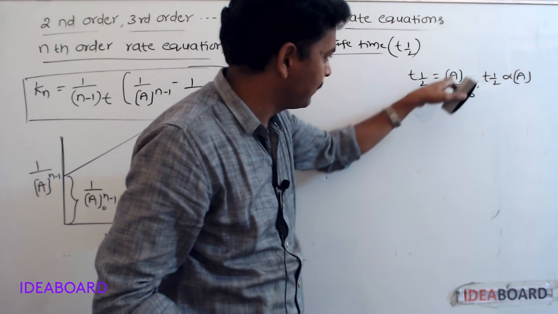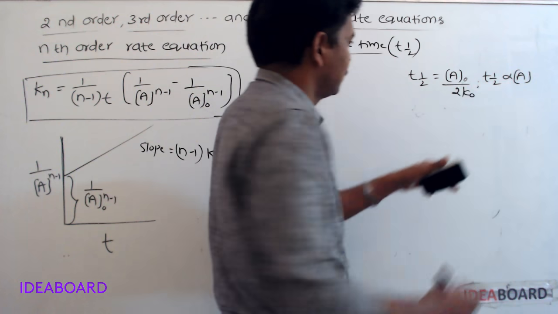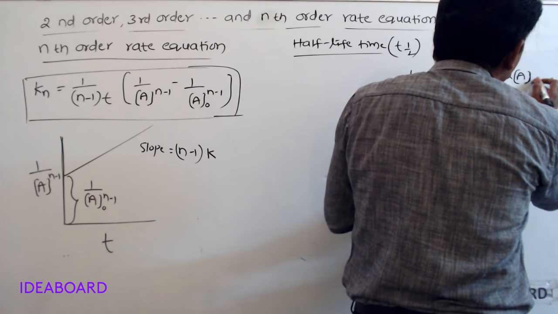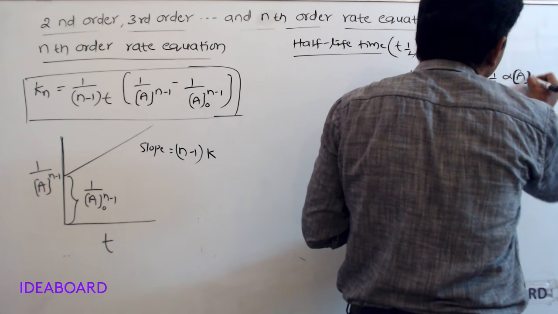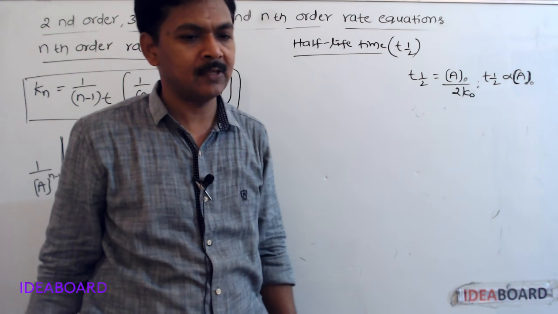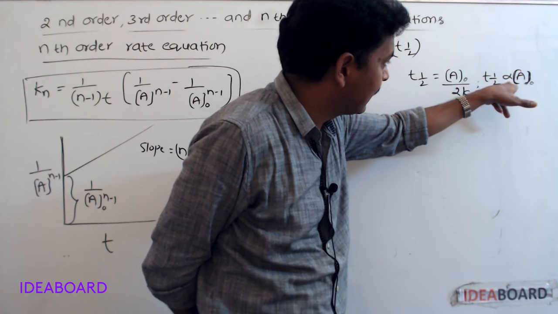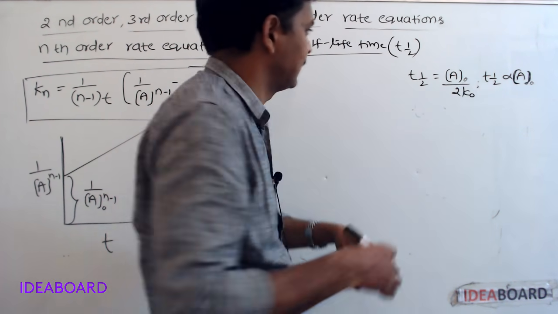For zero order reaction, T half is equal to A naught by 2k naught. So for zero order reactions, T half is directly proportional to the initial concentration of reactants. For zero order reactions, half-life time is directly proportional to initial concentration of reactants.